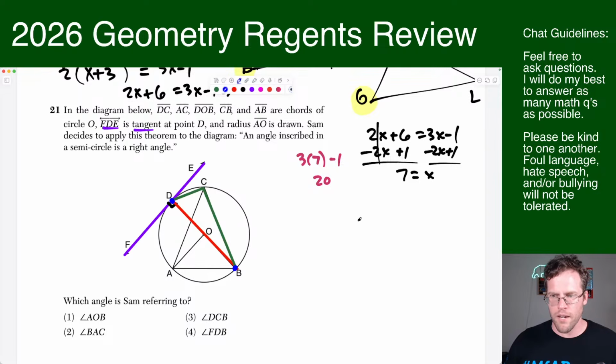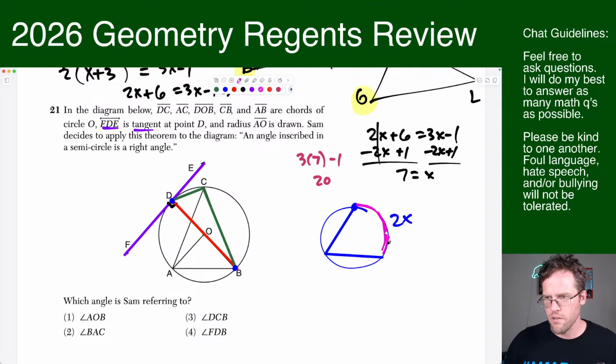And remember the inscribed angle theorem. When you have an inscribed angle, like whatever this one is, if the intercepted arc is 2x, this one is half, just x. So if we have a diameter, that tells us the intercepted arc over here is 180 degrees. So this angle is half of 180, which is 90. That's referring to angle DCB, choice 3.